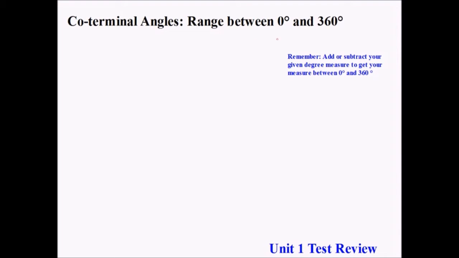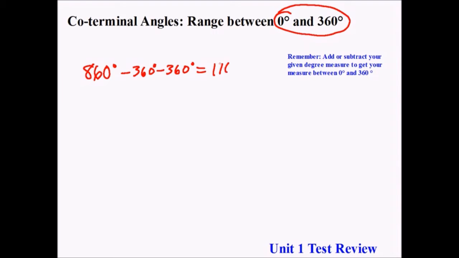Coterminal angles. This is the range that you're concerned about right here. As long as it's between 0 and 360, you should be good. So if I have something like 860 degrees, that's not in this range. You have to add or subtract 360 until you get between 0 and 360. In this case, we need to get down to this range, so it's going to be minus 360, minus 360. And you're going to be left with 140 degrees.